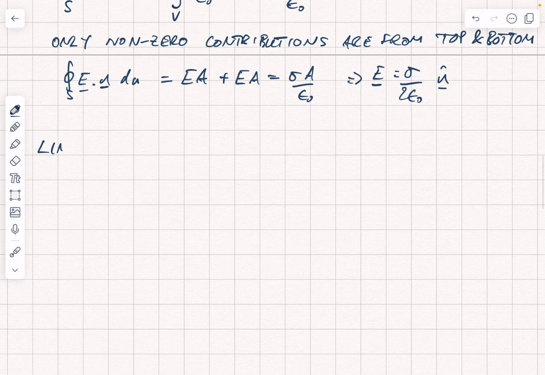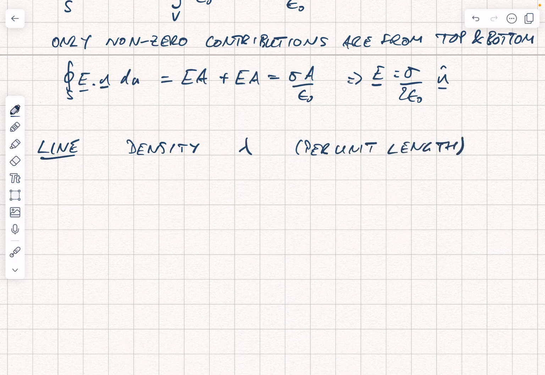Finally, we have the question of a line of charge, and we're going to have a density here, which is going to be lambda, and this is per unit length. For simplicity, we will assume that it's infinite, and it's going to be aligned along Z. Now, let's think about the direction of the field, because that's always something we have to do. So here's our line of charge.